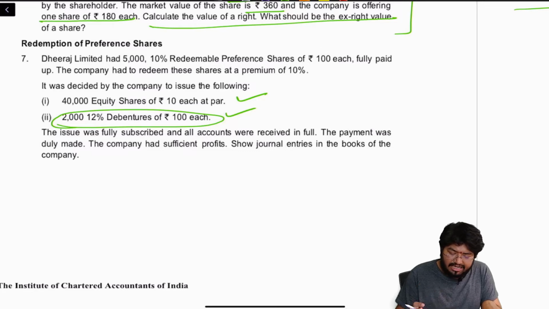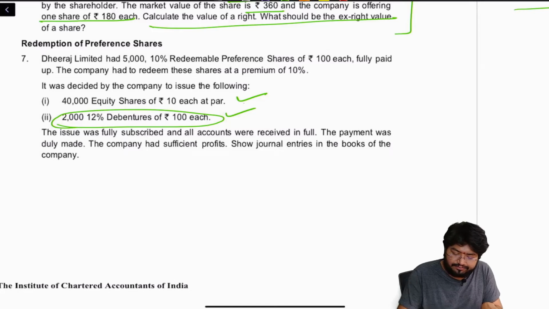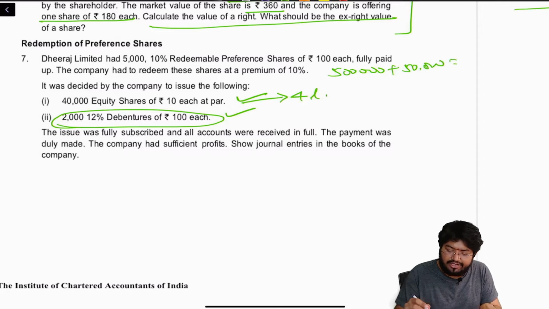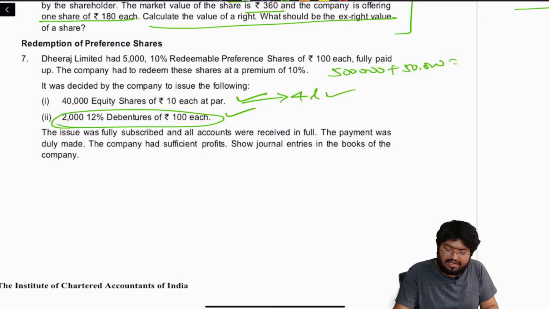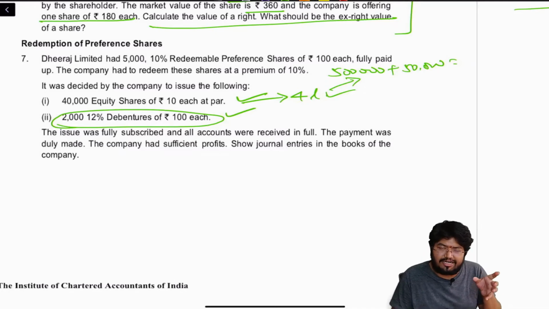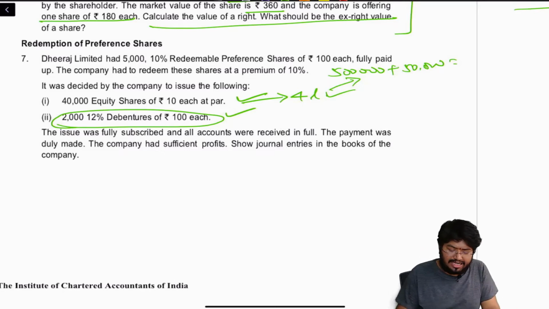Okay, so we need to see how much amount is available with the company by issuing these 40,000 equity shares. By issuing 40,000 equity shares, the company has got 4 lakh rupees. He actually wants 5 lakh rupees plus 10% premium, 50,000. 5 lakh 50,000 is what he wants, of which 4 lakhs is arranged out of equity share capital only. So the balance 1 lakh out of the face value of preference shares being redeemed is not out of a fresh issue of equity shares. To that extent, you should create CRR.